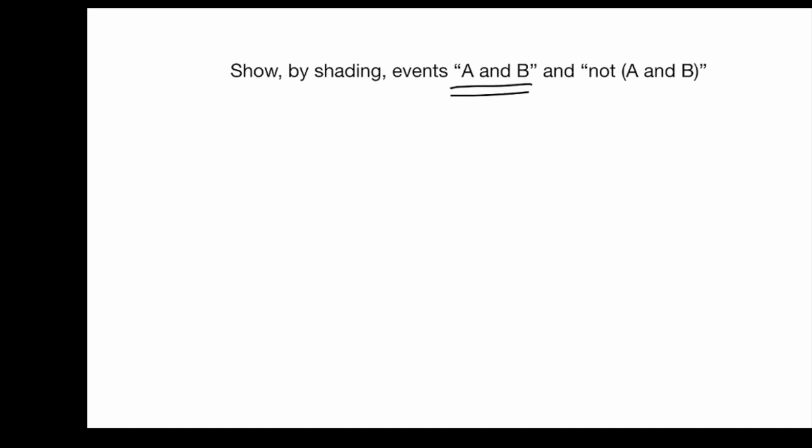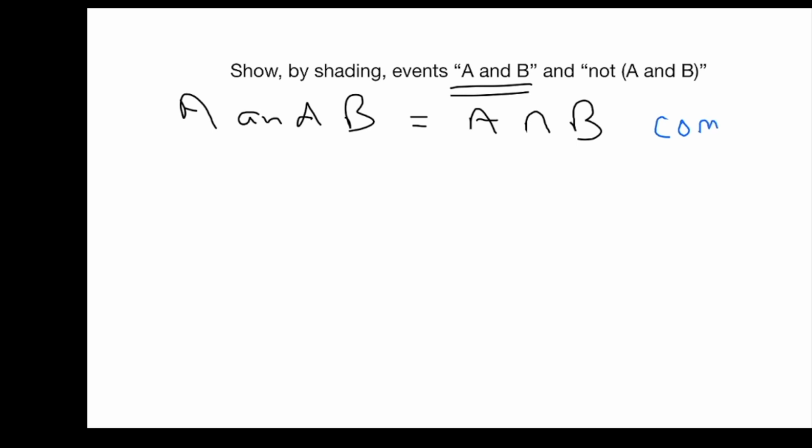We want to represent the event A and B on a Venn diagram. A and B means the same thing as A intersection B, and that is the symbol for intersection. By that, we mean the common region, the region that is common between A and B.